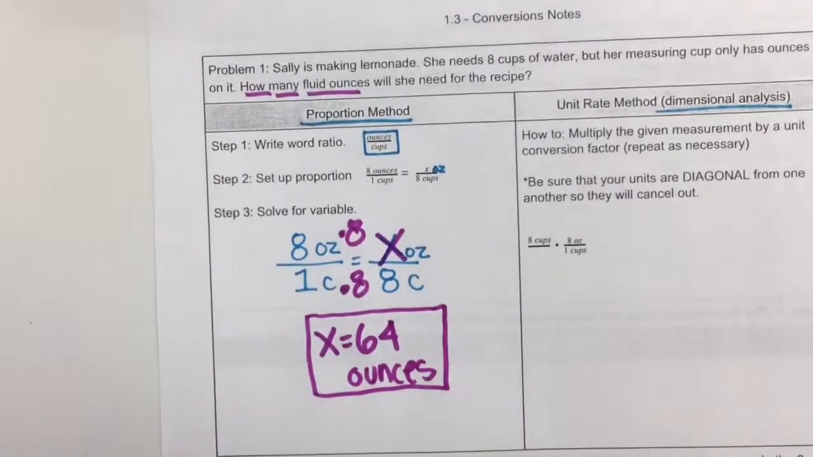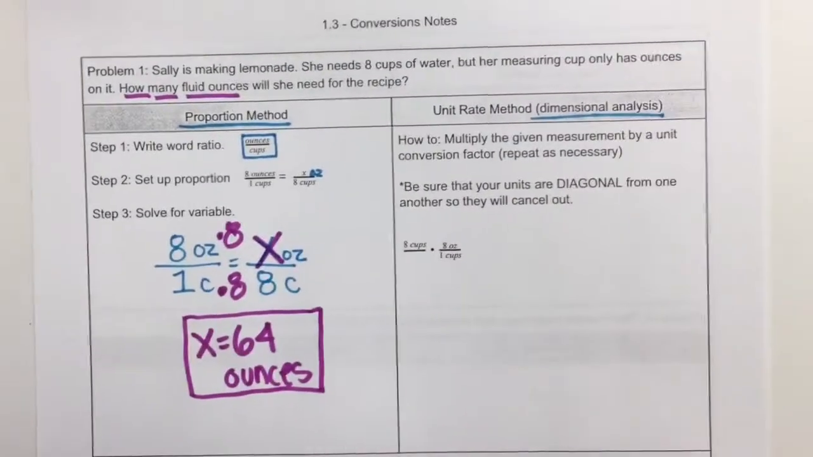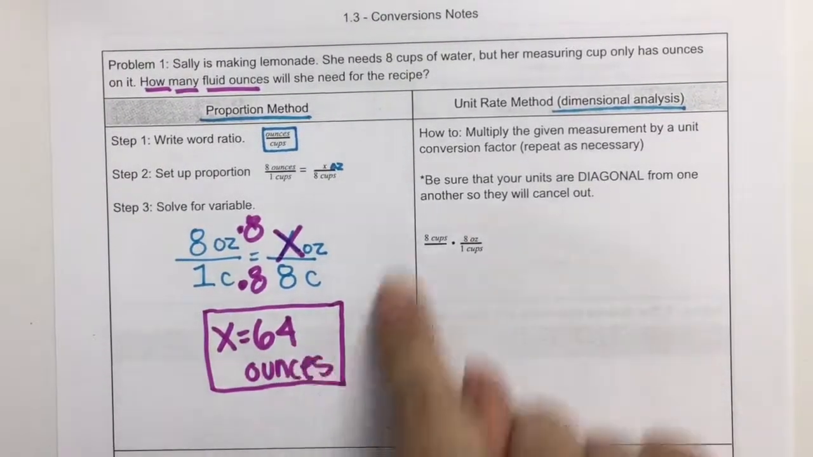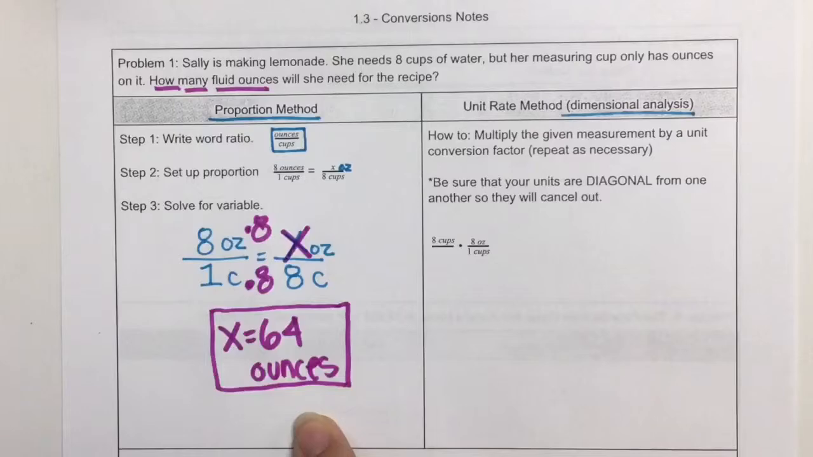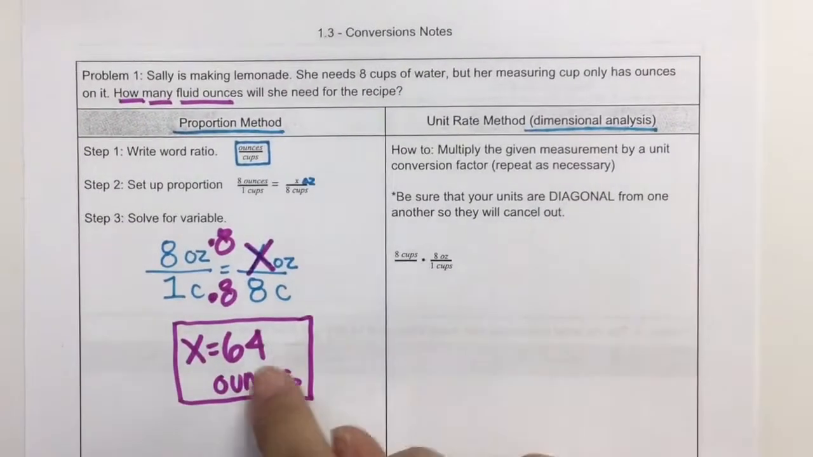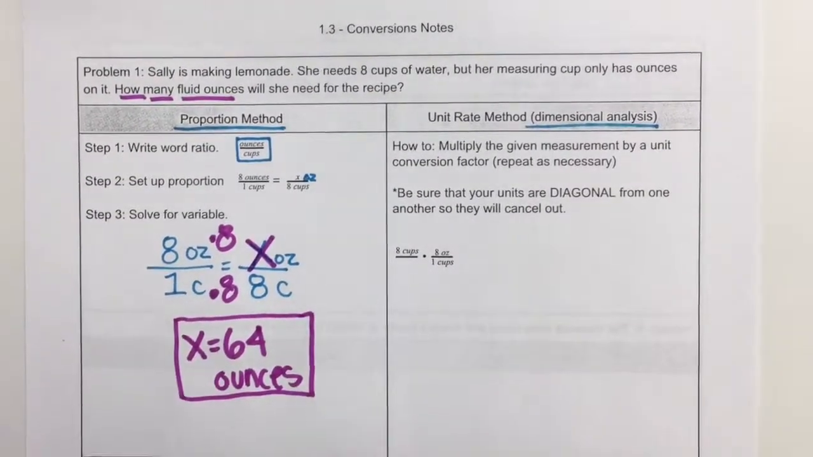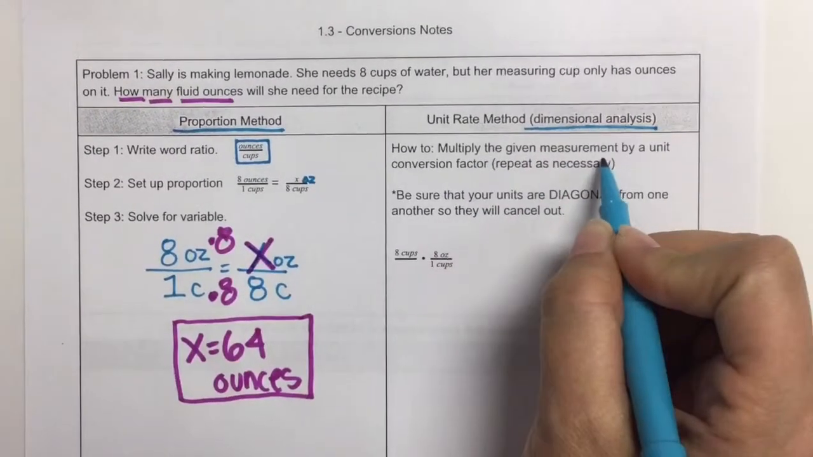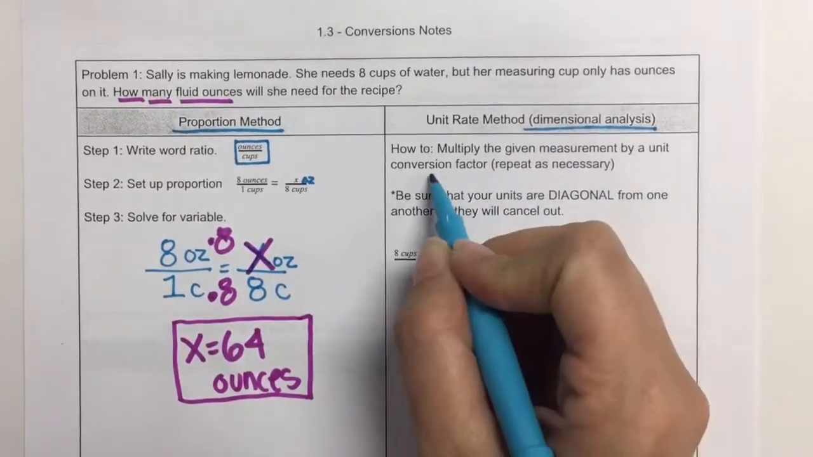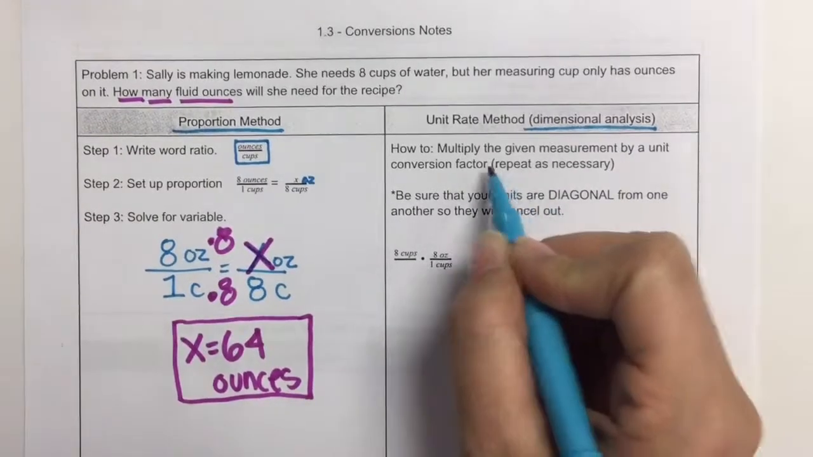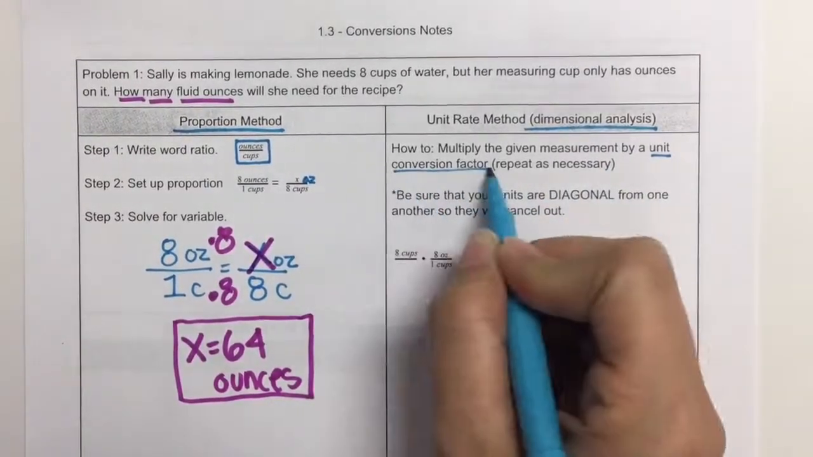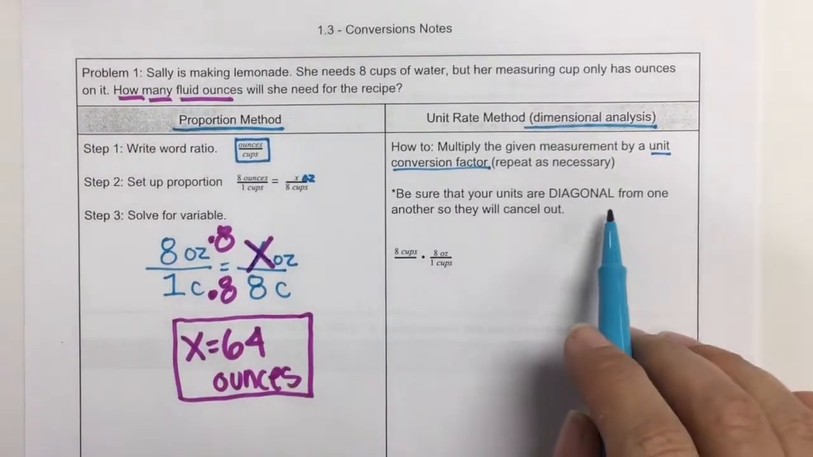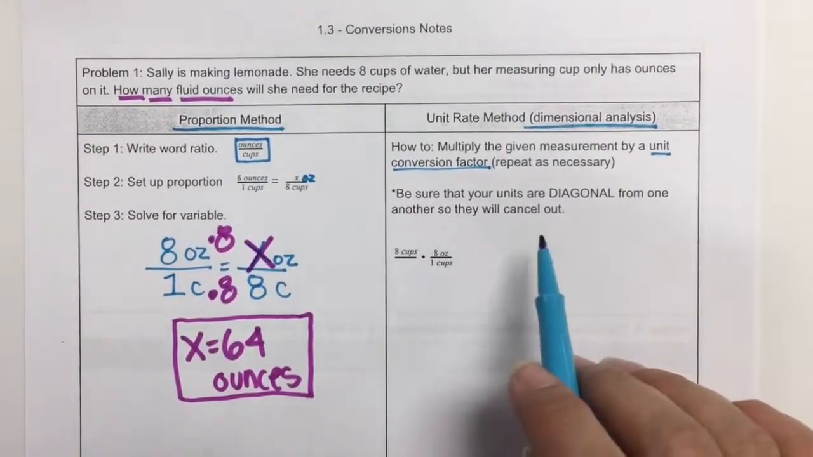Now let's talk about this new method, which is dimensional analysis. According to the state of Texas, I feel like they really are pushing the proportion method because this isn't our proportions unit, but we always want to think of math in a million different ways, and here's just another option for you. So you're going to multiply the given measurement by a unit conversion factor. So that's actually the unit conversion factor from your reference chart. Be sure that your units are diagonal from one another so you can cancel them out.